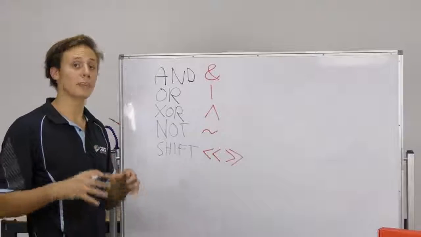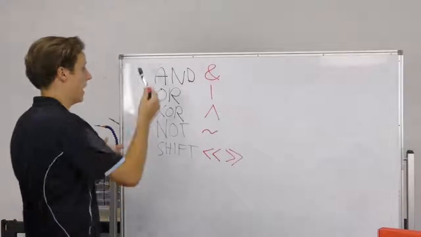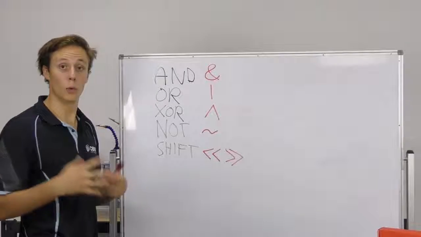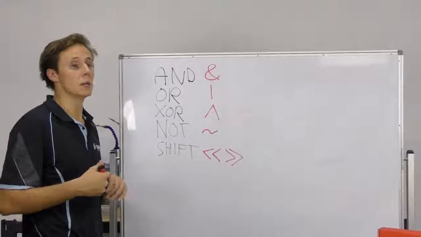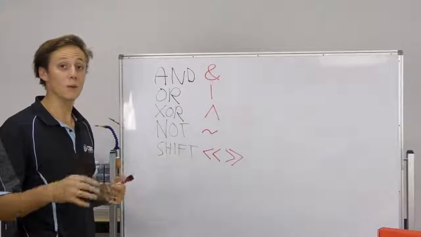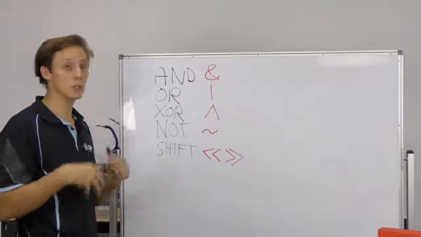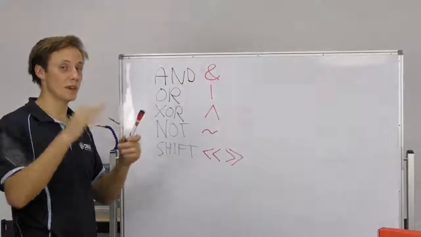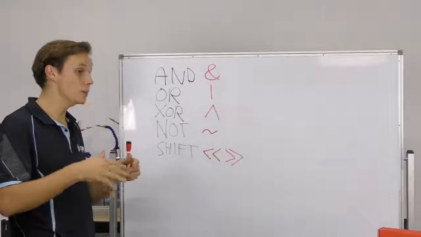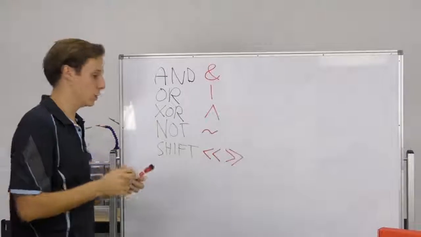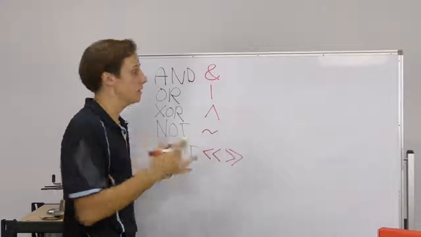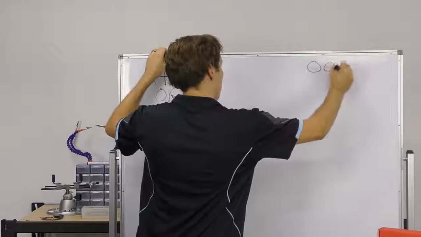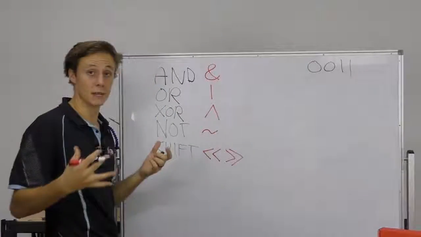So here we have our different bitwise operators: AND, OR, XOR, NOT, and shift or bit shift. And each of these performs a function to give an output based on binary numbers. You can also use hex numbers or decimal numbers, but it's a lot easier when it's viewed from the perspective of binary because it performs specific bit operations. So let's take a 4-bit number as an example. We'll use 0, 0, 1, 1 as our example.